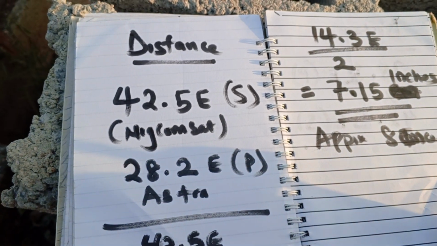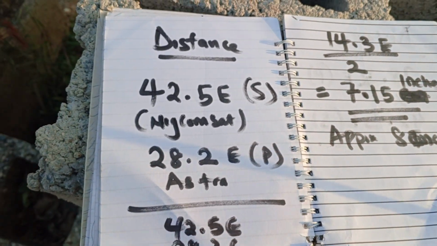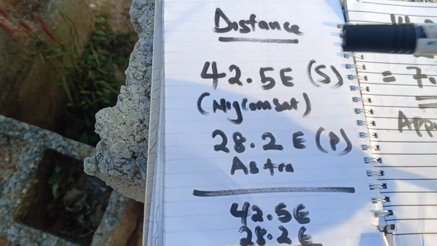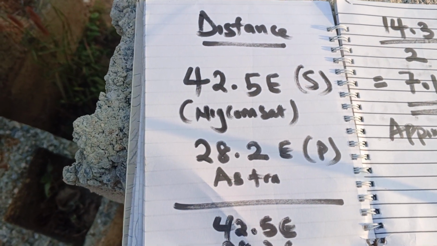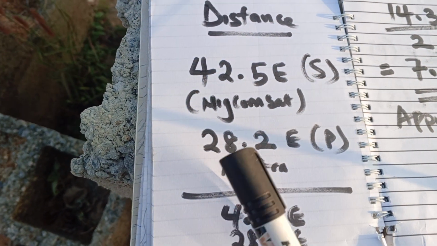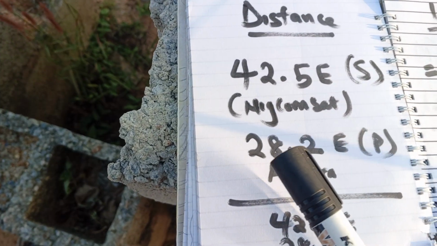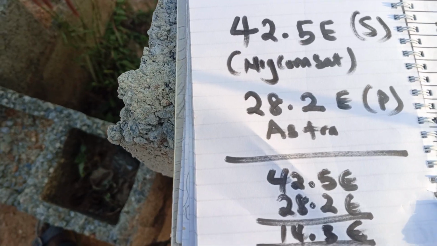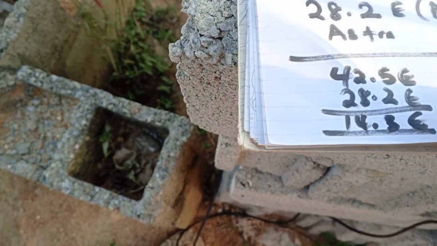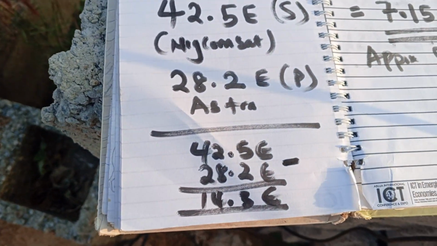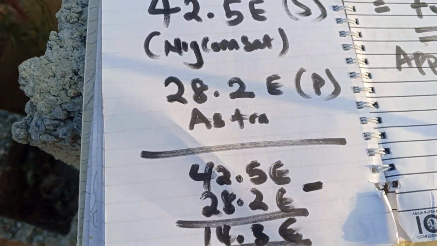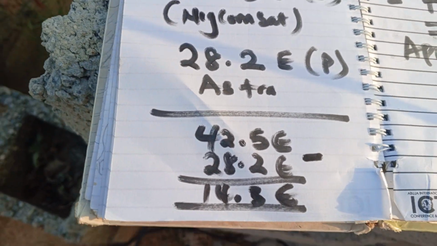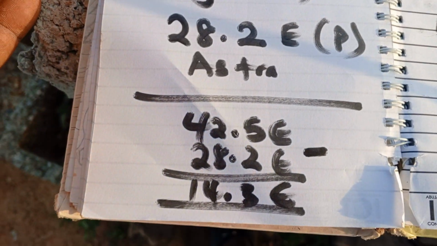We do the tracking proper. Let's see the distance between 42.5 E, which is the secondary, NICOMSAT, and 28.2 E, which is the primary, Astra. So by the time you get like this, remember this is the formula I formulated. You can use another formula, but I think this is the closest you can.